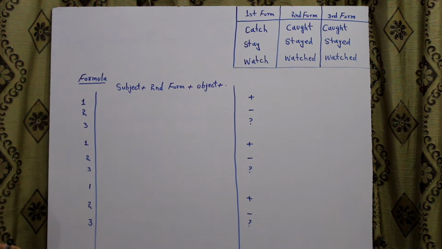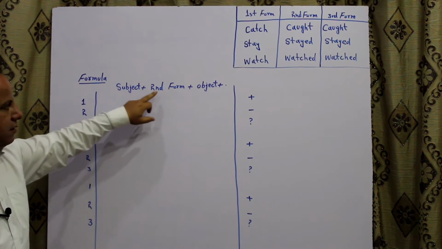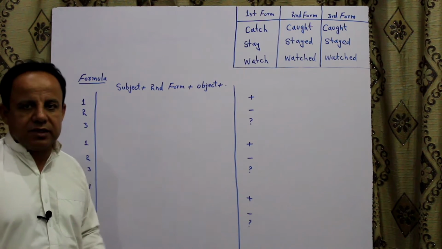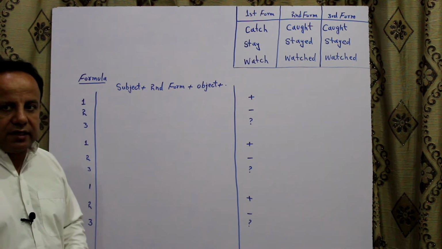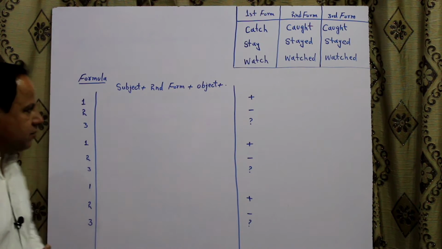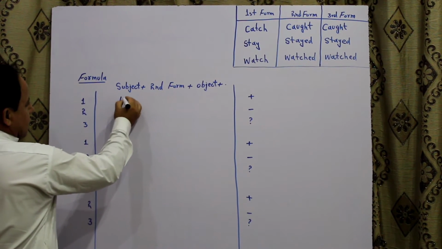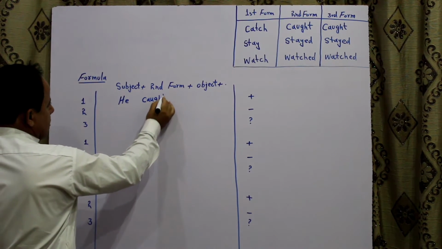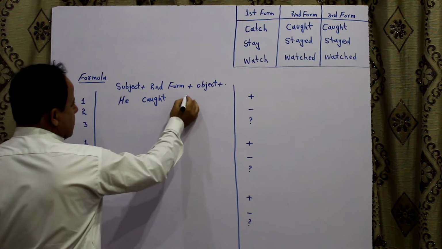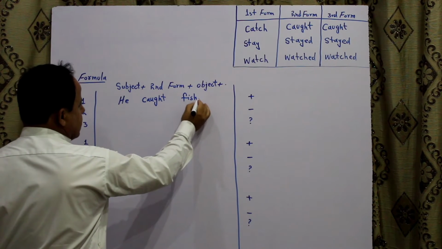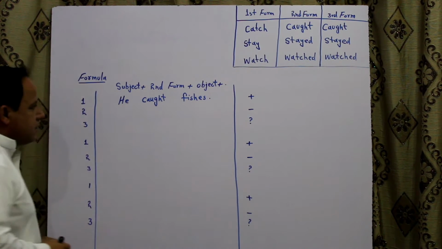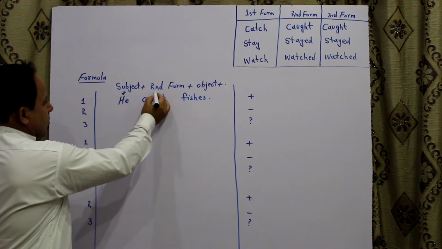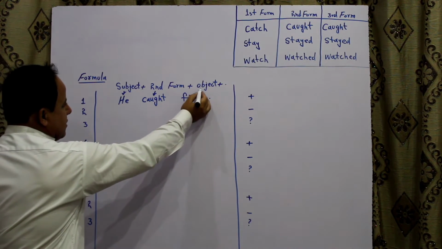Now how to make a positive sentence? First we write the subject, then the second form of the verb, plus object, plus full stop in positive sentences. Our first verb is catch, so the second form is caught. Example: he caught fishes. In this sentence, he is our subject, caught is the second form of the verb, and fishes is our object.